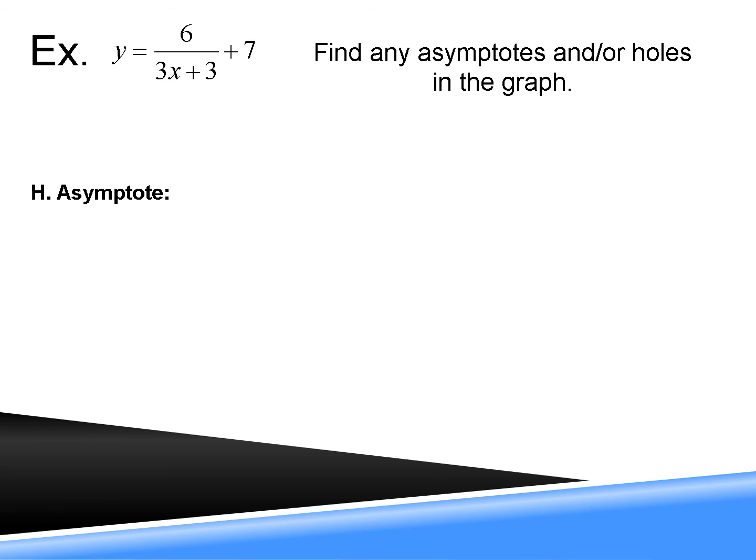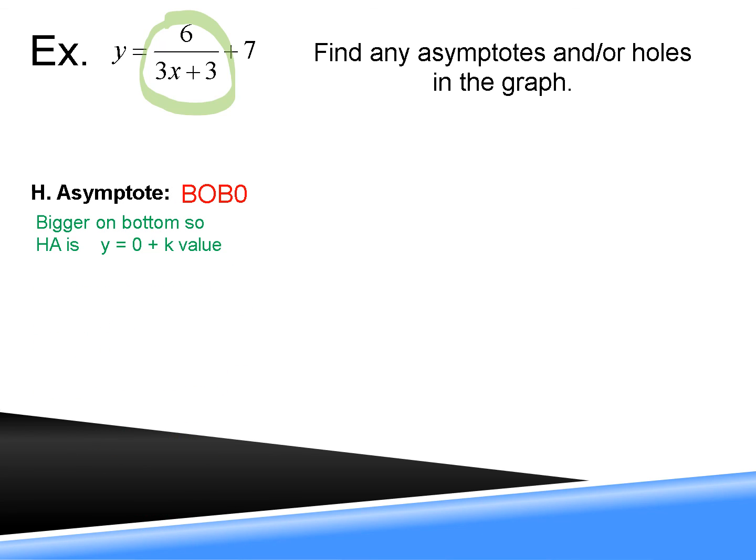Bobo, Botan, eats DC. Well, there's not an x in the numerator, but really it's x to the 0th, because x to the 0th is 1. So it's bigger on bottom, so that's Bobo. Bigger on bottom, it's 0. But remember, Bobo only applies to the fractional part. So this is really Bobo plus 7. So that's going to be 0 plus, if you think about it, like a k value. Or you can just say Bobo plus whatever the constant is. So Bobo plus 7. So y equals 7.